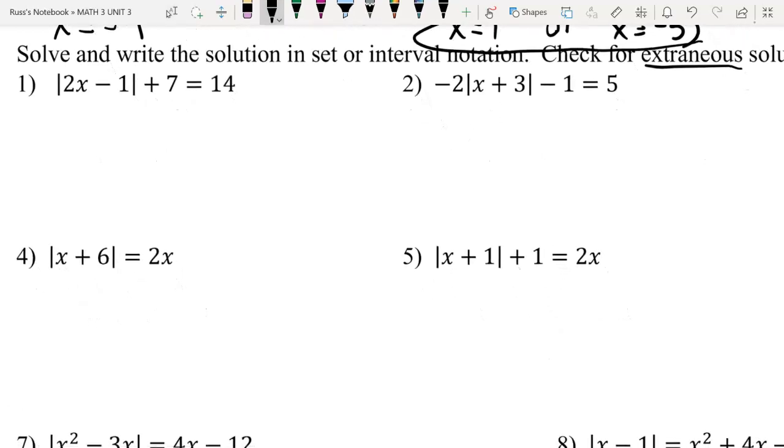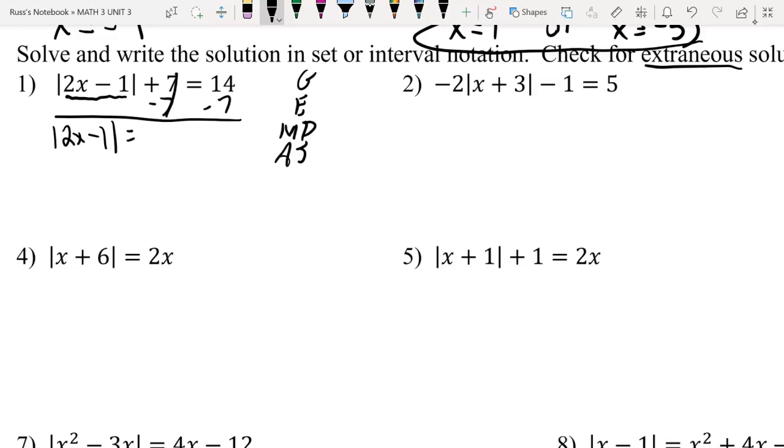Now let's say we have a problem like number 1, where you've got this plus 7. This is where we go back to our order of operations: grouping, exponent, multiply, divide, add, subtract. We have to reverse this order. The 2x minus 1 is all grouped inside the absolute value sign. What isn't is the plus 7. So I have to first get rid of everything outside the absolute value sign. I now have the absolute value of 2x minus 1 equals 7. Just like the one above, the whole thing inside the absolute value sign could equal 7, or 2x minus 1 could equal negative 7.